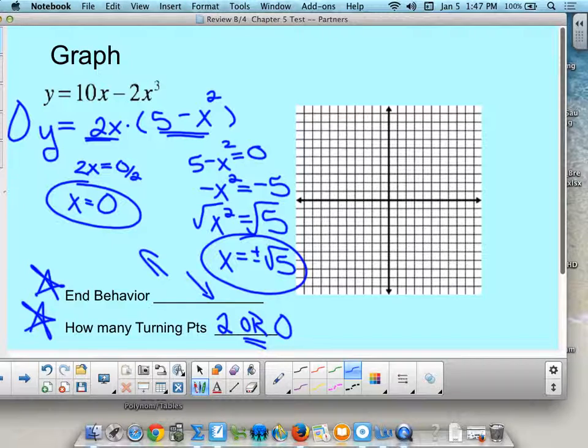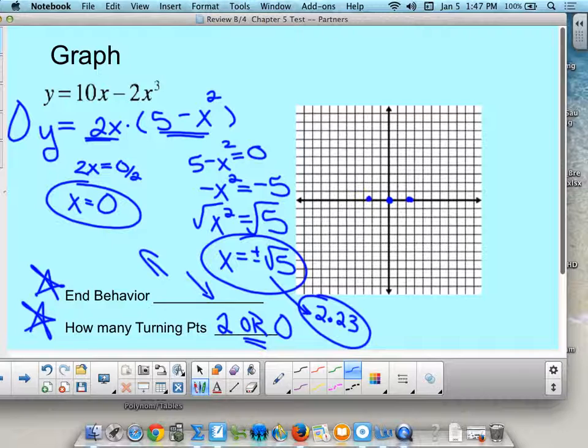Okay, ready? Tell me, where do I go for that one? That's easy, 0. Where do I go for square root of 5 and where do I go for negative square root of 5? Punch it in. Somebody punch it in. I think it's 2.24 or 2.23. So roughly about 2.24. So go here and go here, and that is where your graph crosses the x-axis.